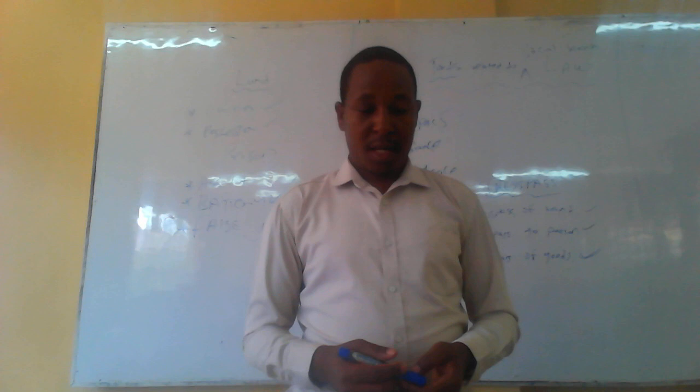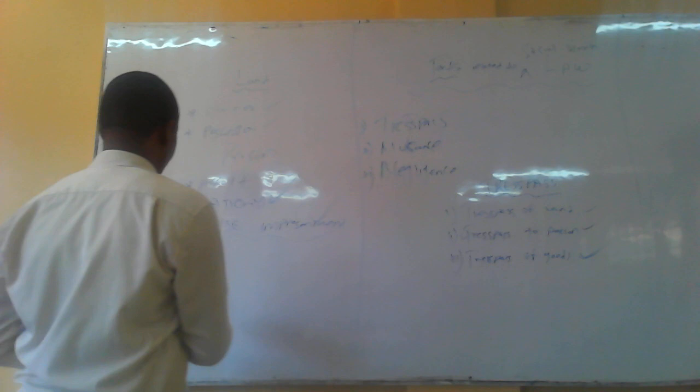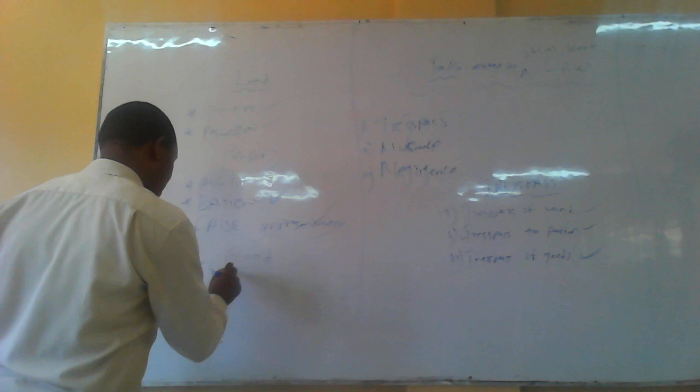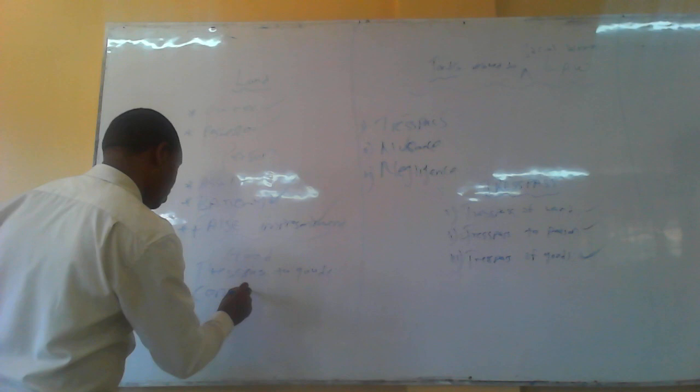That is trespass to goods. We have three types of trespass to goods. We have trespass to goods, the other one is conversion, and the other one is detinue.